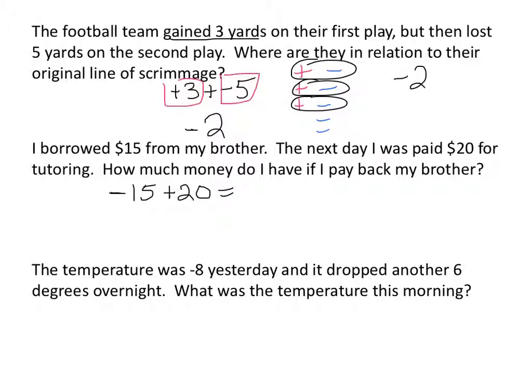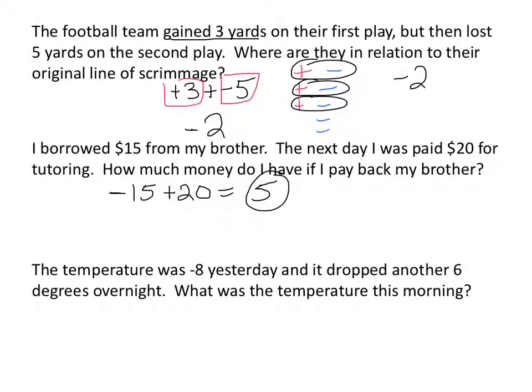If we just jump into this algorithmically, they have different signs, so we're going to find their difference. The difference between 20 and 15 is 5. 20 is our bigger number. It's a +20, so our answer would be +5.